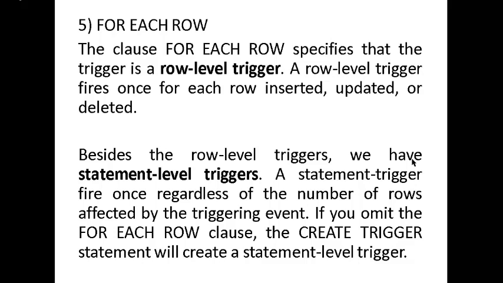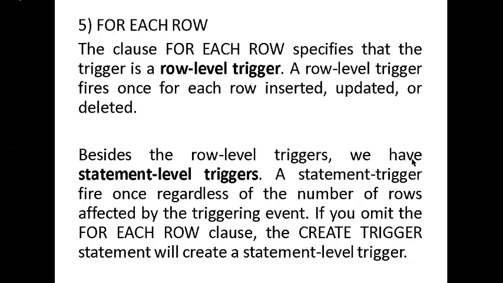Besides row level triggers, we can have statement level triggers. A statement level trigger fires once regardless of the number of rows affected by the trigger event, right? So in a row level trigger, for each row, it activates and fires off. So let's say you have five inserts, updates, or deletes, then for each action, it keeps on monitoring, and if it finds something wrong, depending on our logic, it activates and does the useful thing. A statement level trigger fires only once, regardless of the number of rows affected by the triggering event.